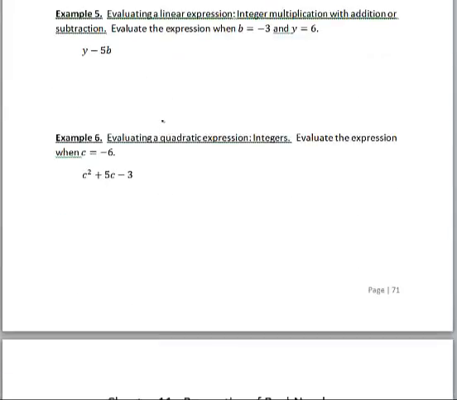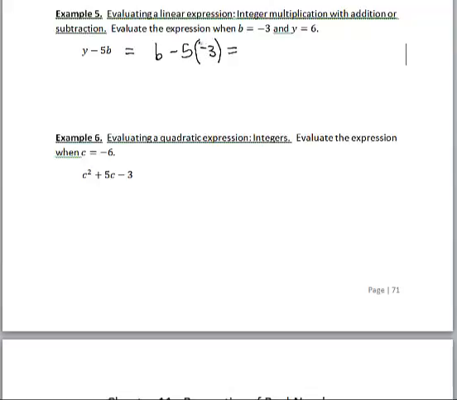Example 5, and let's see, evaluate the expression when b equals -3 and y equals 6. We have a y, and y is 6. The minus 5 is just a part of the expression, so I copy it out to the side of the 6. And now b is actually a negative number, and even if it wasn't a negative, I would still use parentheses, so I wouldn't confuse this with 53, but I think it's a good policy anytime you insert negative numbers into an expression and you want to evaluate it, you use parentheses. Okay, whether you're multiplying or adding or subtracting.